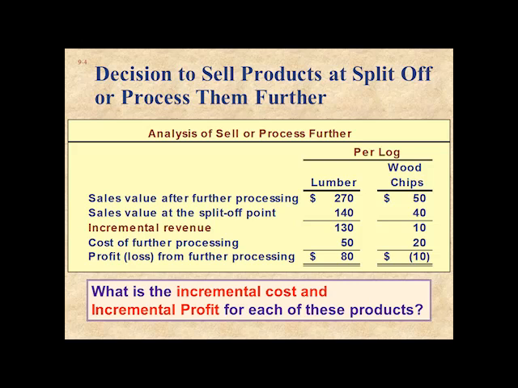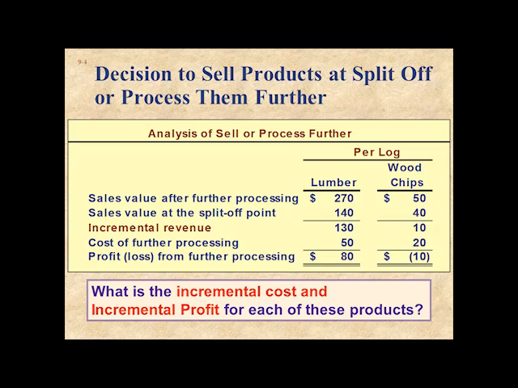And let's look at the example here. This truly is the decision point. If we have incremental revenue exceeding incremental costs, then we should process further, because that will result in what we're going to call incremental profit. If the incremental costs are more than the incremental revenues, we would not want to process further because this would cause us to incur a loss.